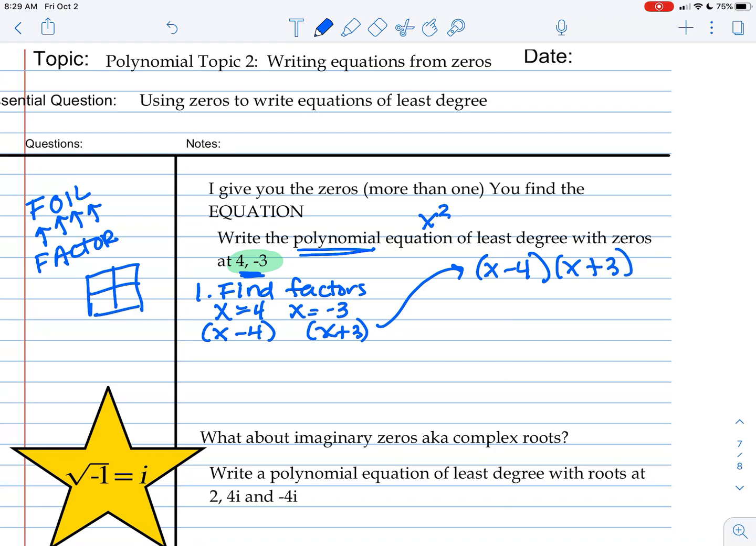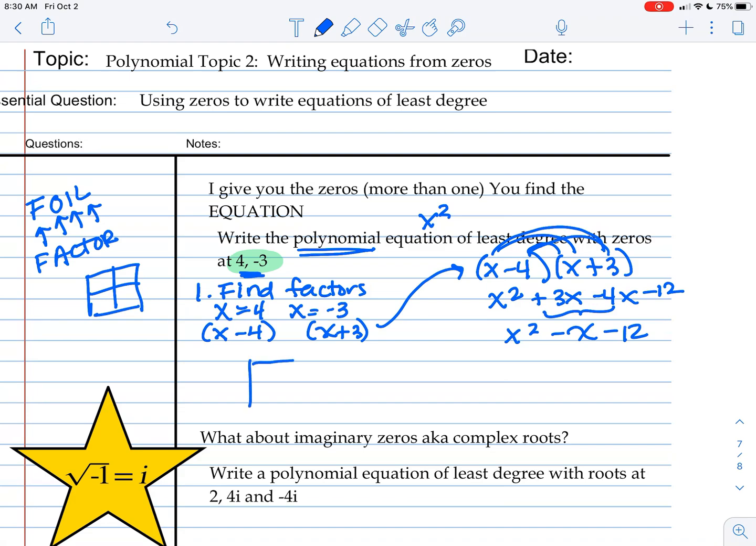FOIL or box method. So for FOIL, first x squared, outside plus 3x, inside minus 4x, last minus 12, and combine like terms.